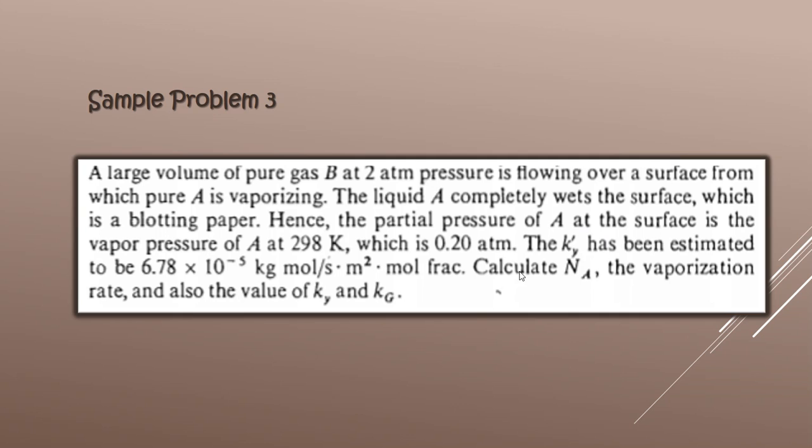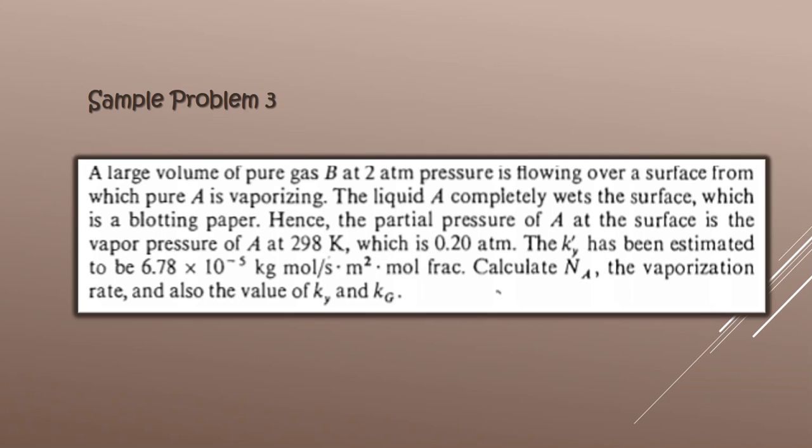Now, in here, we are after the vaporization rate of A, that is, the molar flux of A, and also the values of the two other forms of the convective mass transfer coefficient of A. So the problem gives us the K sub Y prime, and the same problem is also asking for the K sub Y and the K sub G, so that we'll be able to utilize the set of formulas that were provided in the table.